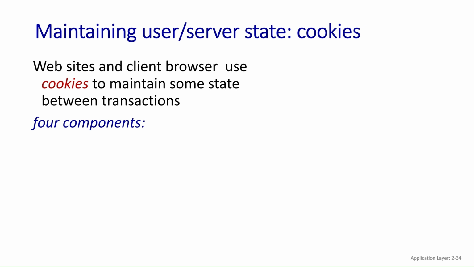I need to add a header line, since we have looked at the HTTP request headers and HTTP response header lines, right? So we have to add a header line in the HTTP request, we need to add a header line in the HTTP response, and then we need to maintain a file at the server, and we also need to maintain a file at the client, right? So we need four components.